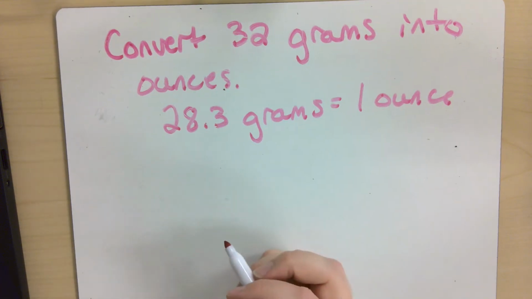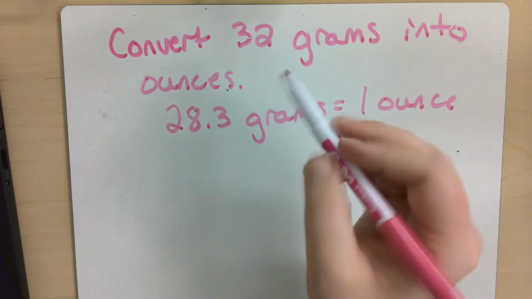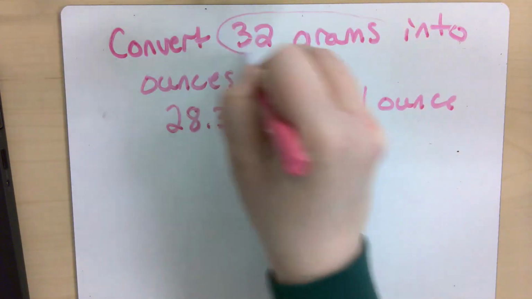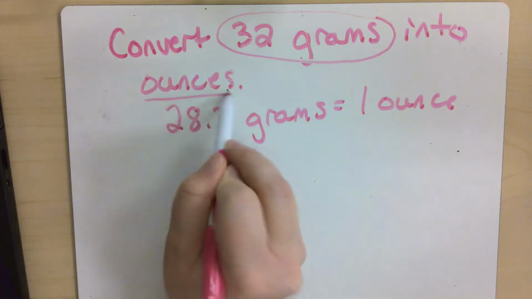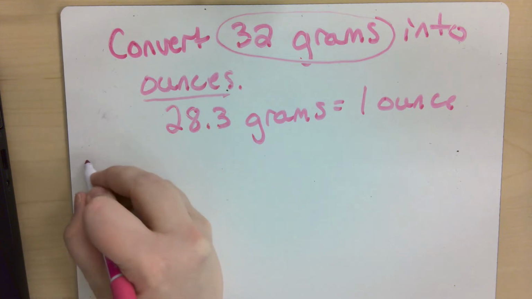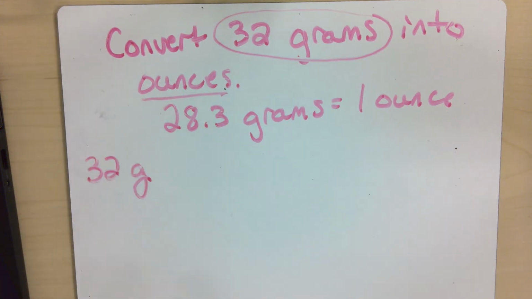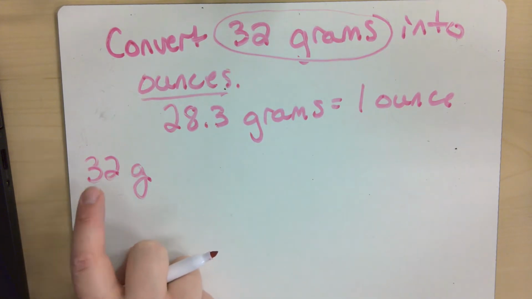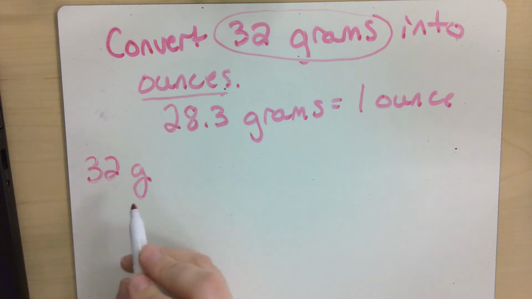So anytime I try to solve a problem with dimensional analysis, I'm going to start by identifying what I'm given in the problem. What I'm given in this problem is 32 grams. And then I also need to find out what I'm trying to convert that to. In this case, it's ounces. All right, so I'm going to start by writing what I'm given. So what I'm given here is 32 grams. And it's really important when you do that, that you not only put the number, but also the unit, okay? All right, so I've started by writing what I'm given.